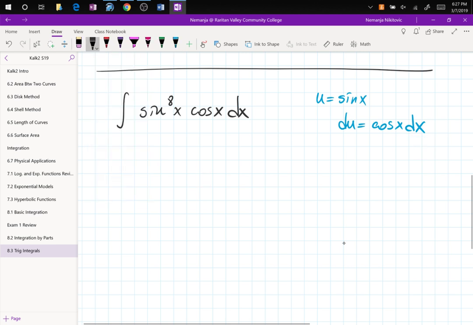So now we substitute. It becomes u to the 8 du. See, this whole piece over here is du. Do we all see that? And now this is u to the 9 over 9 plus c. And then we use the sentence, I don't care about u, I care about the x, so 1 over 9 sine to the 9 x plus c.